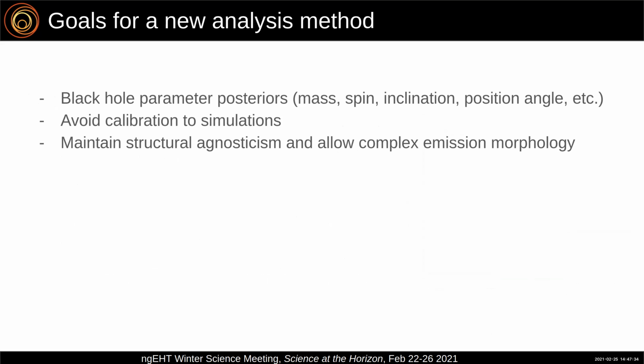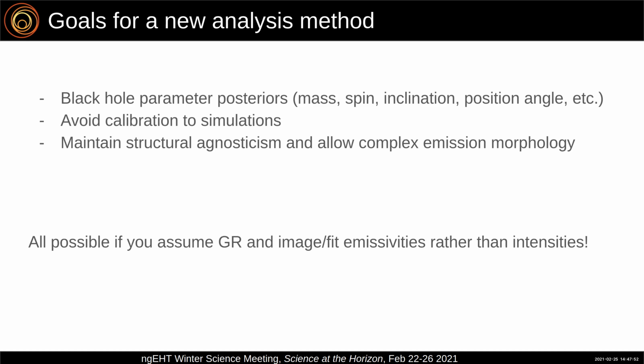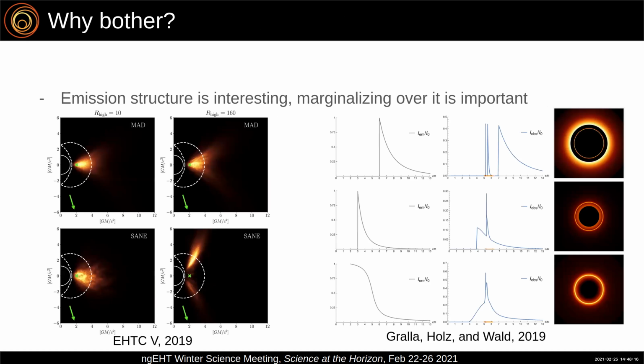And part of avoiding that calibration requires maintaining structural agnosticism in the same spirit as imaging. We want to allow complex emission morphology and to forward model that in parallel with forward modeling of the actual black hole parameters themselves. And all of this is possible if you assume GR and essentially solve the same image or non-parametric model fitting problem for the emissivities rather than intensities on the sky. We're essentially making minimal assumptions besides optical thinness and solving the same problems in parallel with forward modeling the black hole mass.